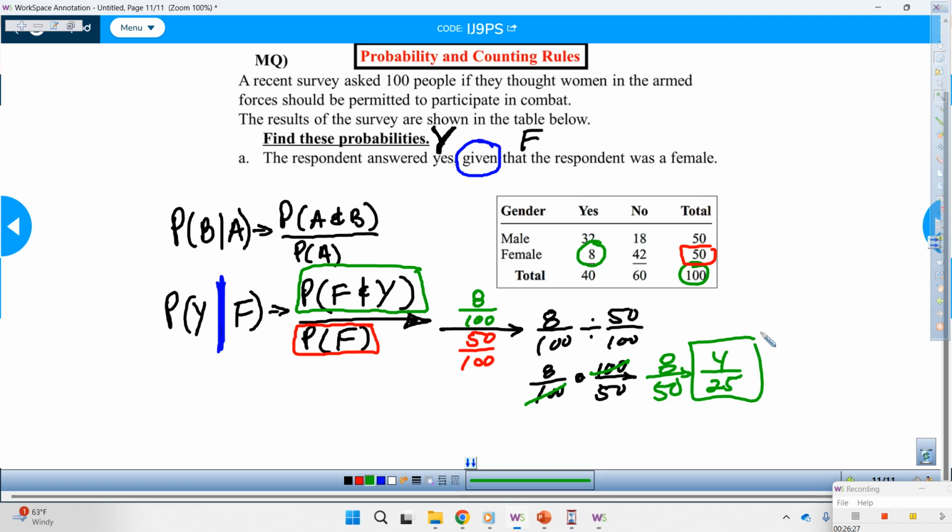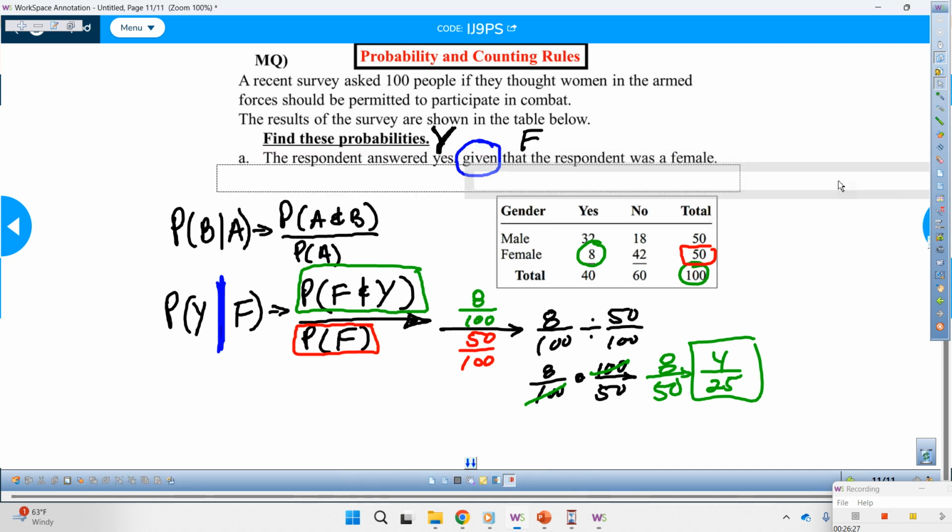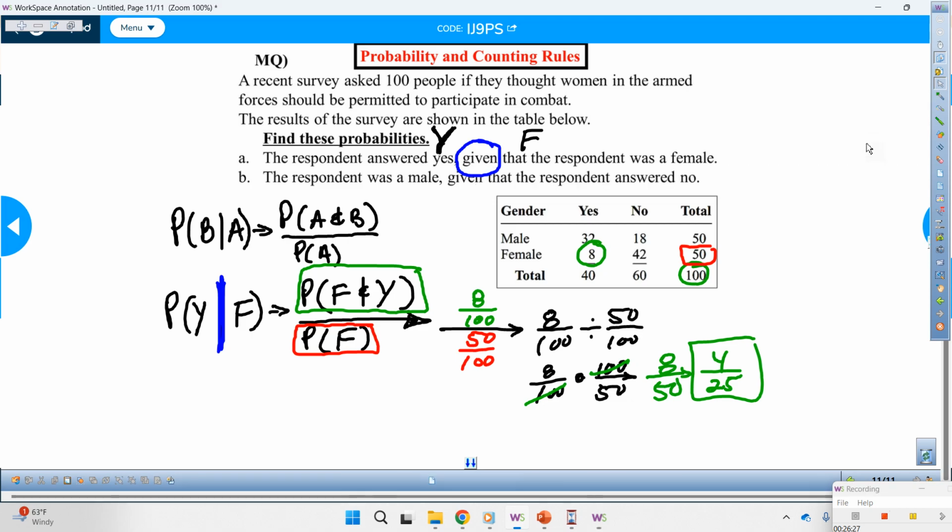So, we did that one together from 1 to 5. How comfortable are you with this using the table? 4s, 5s. So that means you're going to do part B by yourself. There's part B: the respondent was male, given that the respondent answered no. So do part B by yourself, and then send me your work, please.